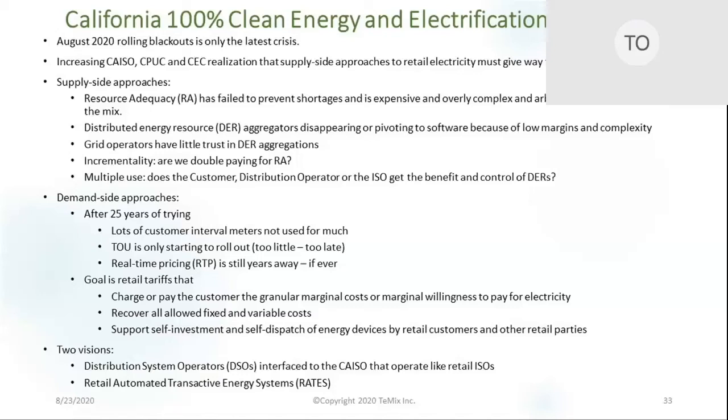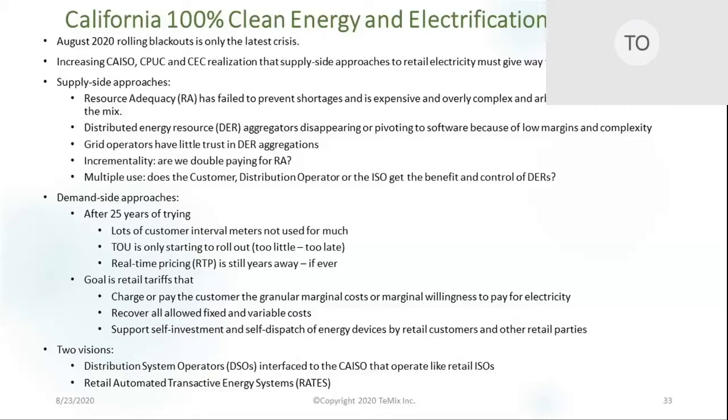Incrementality: are we double paying for RA? Are we paying once through rate incentives, and another time through something like demand response? And then there's the multiple use problem. When you have a behind the meter asset and you want it to increase or decrease its output, who gets to control whether it increases or decreases? Is it the customer, the distribution operator, or the ISO? And then who gets the benefit of that? Just too complicated to think about.